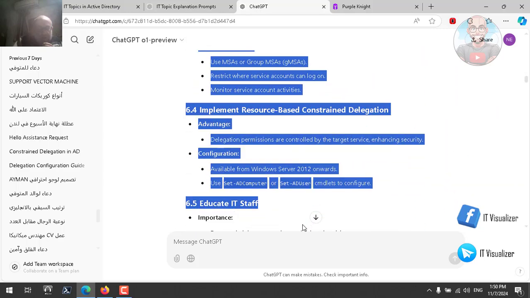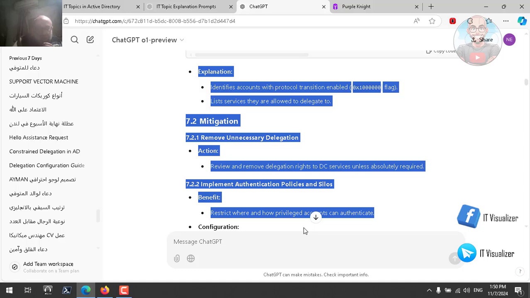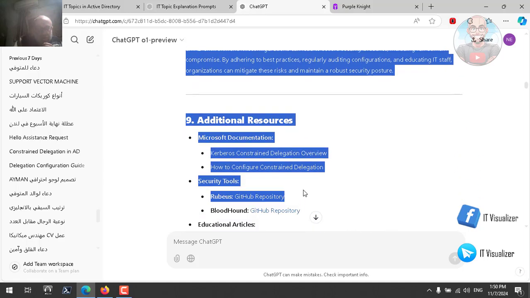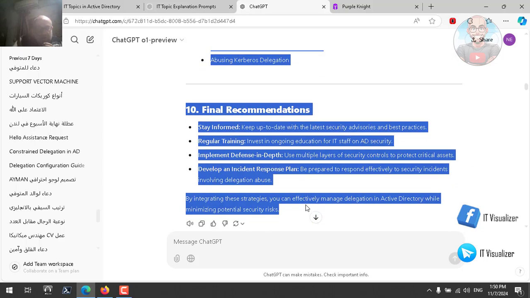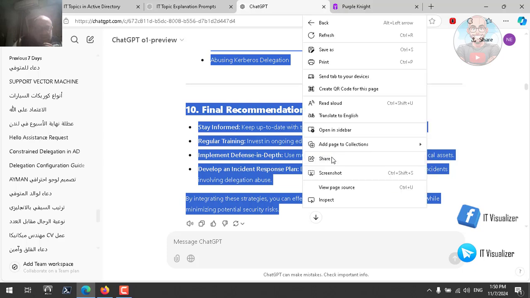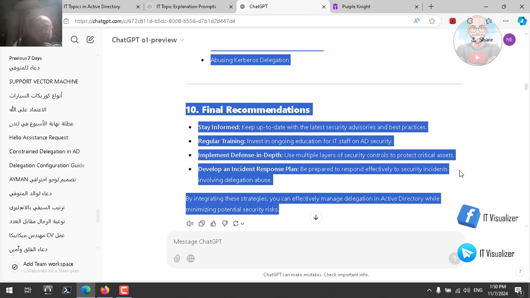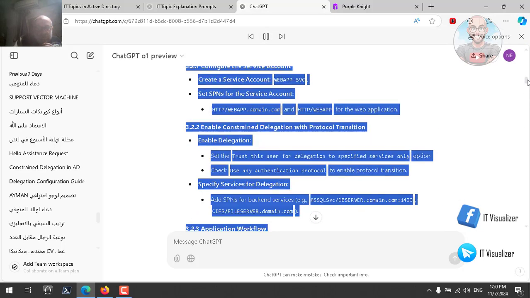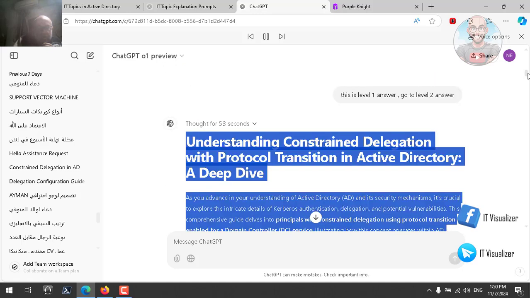Now we can go like that, and we can continue. Okay, the conclusion, additional resources, final, and now we can read it. Here you go. Read aloud, but I think we need to go first. Minimizing potential security risks. Go to level 3 answer. ChatGPT.